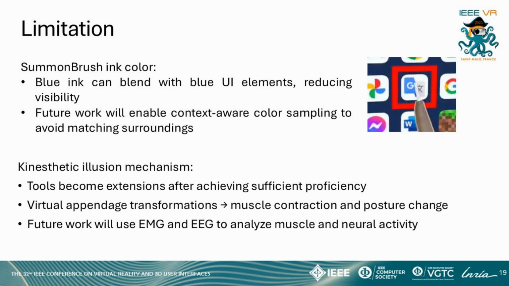For SummonBrush ink color, blue ink can blend with blue UI elements, reducing visibility. Future work will enable context-aware color sampling to avoid matching surroundings. For the kinesthetic illusion mechanism, tools become extensions after achieving sufficient proficiency. The visual transformations of an appendage, when contacting a virtual user interface, were found to induce the kinesthetic illusion. Future work will use EMG and EEG to analyze muscle and neural activity.